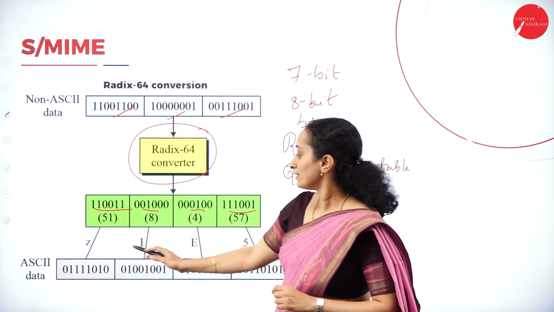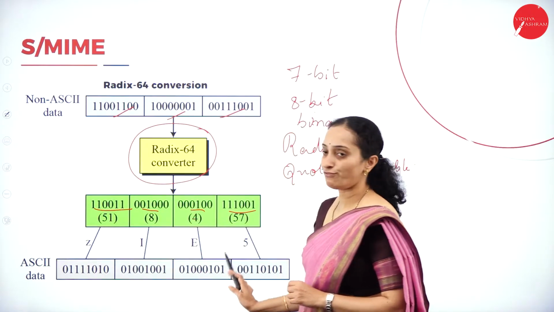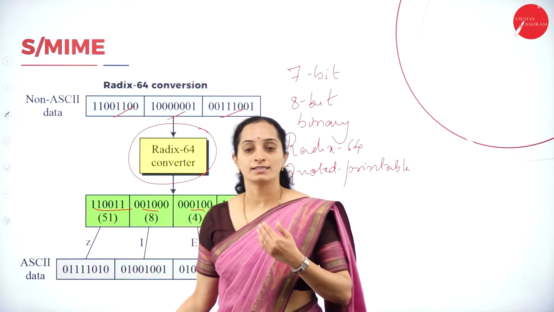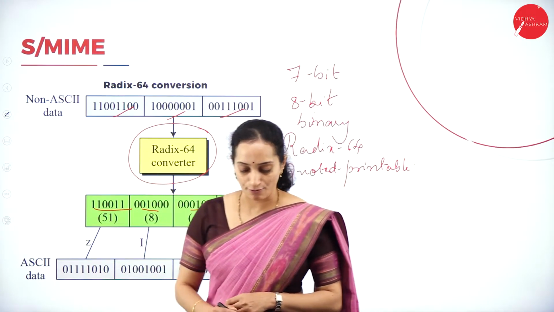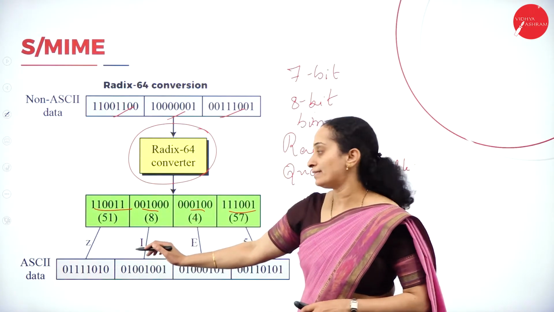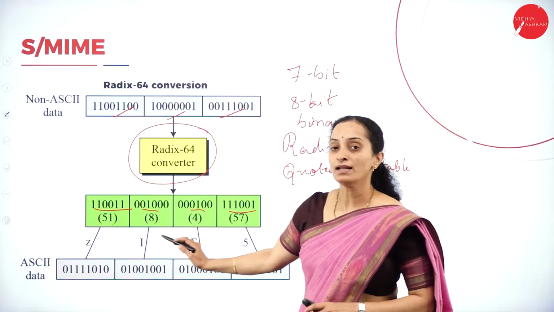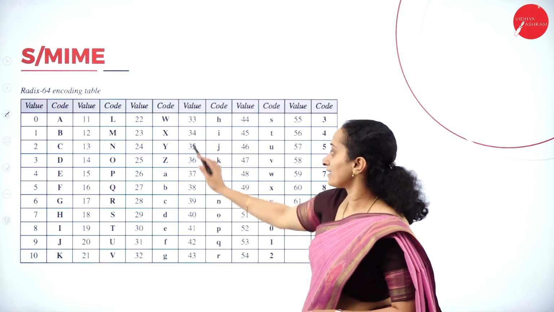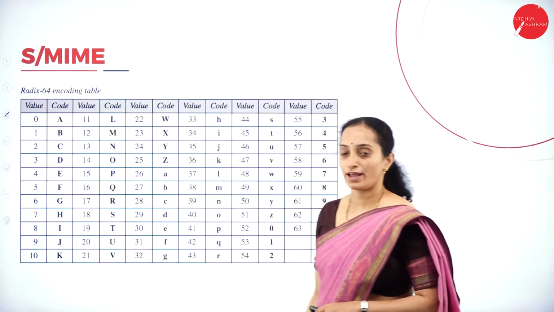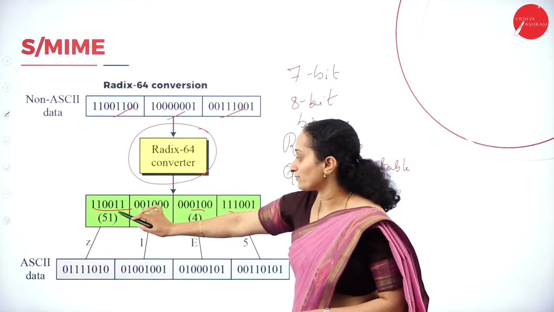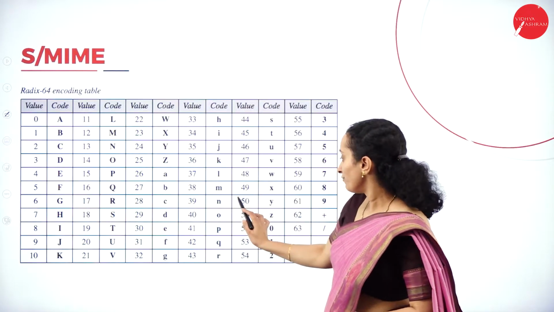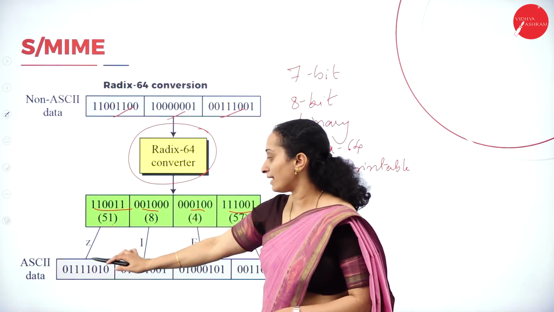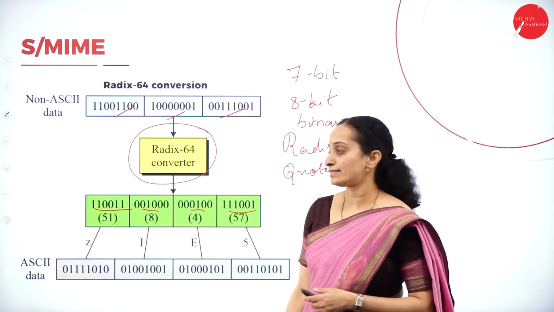So we use the encoding table to convert it to ASCII form. We'll convert the 6-bit into ASCII form. So each 6-bit is converted to decimal. This decimal number represents each character in the Radix 64 encoding table. The first one was 51. 51 is represented as Z. Z will be taken and is converted to ASCII form.